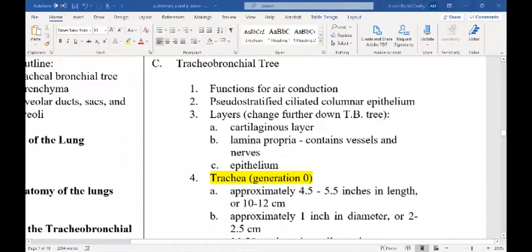It is lined with pseudostratified ciliated columnar epithelium. Now, who can tell me what ciliated means? Ciliated. What is that? Anybody know what ciliated means? It has cilia. Yeah, it has cilia. Who can tell me what cilia are?